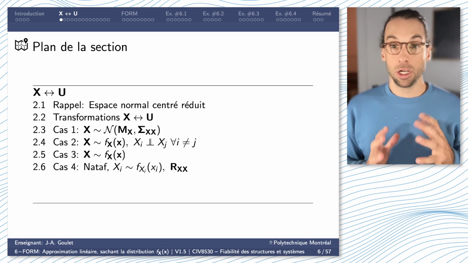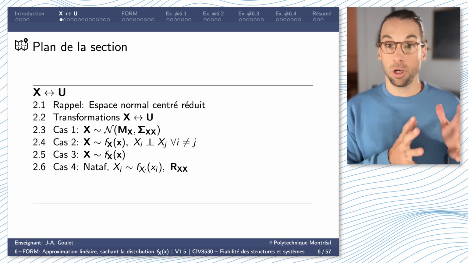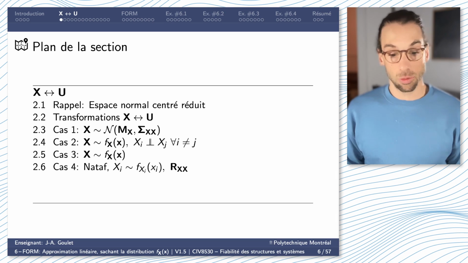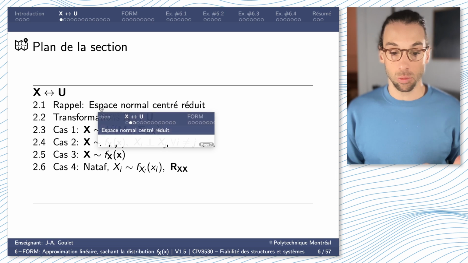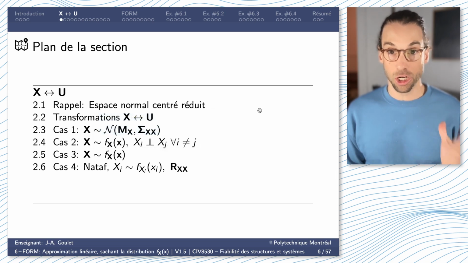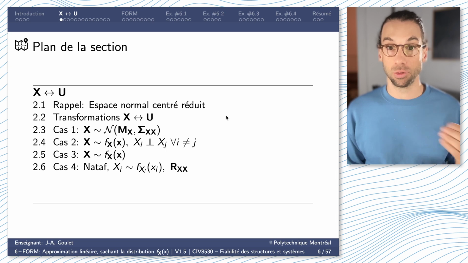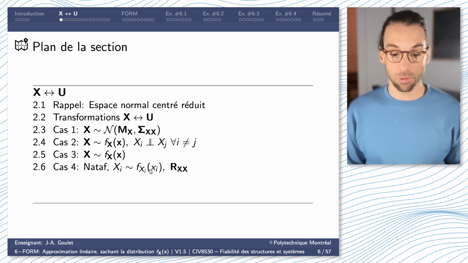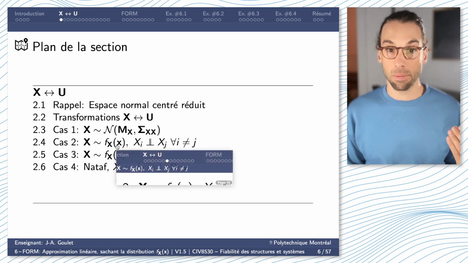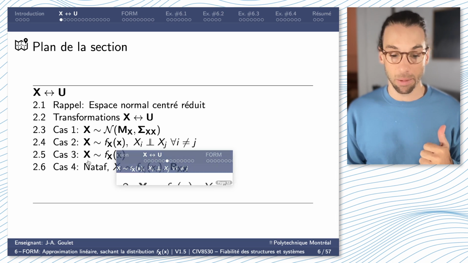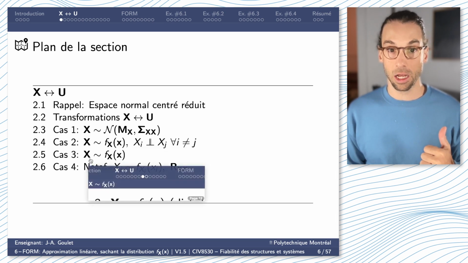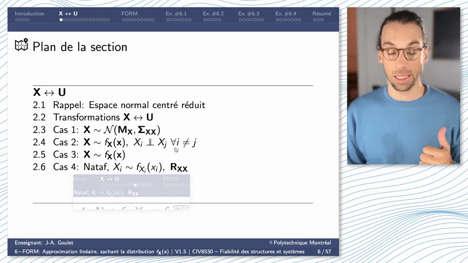So we start with the transformation from original space to standard normal space. We're going to do a quick recap of what the standard normal space is. How can we transform in a general case from the original to the standard normal space? And we're going to see our four cases: normal, the prescribed marginal but independence between dimensions, Morgenstern, and finally Nataf.